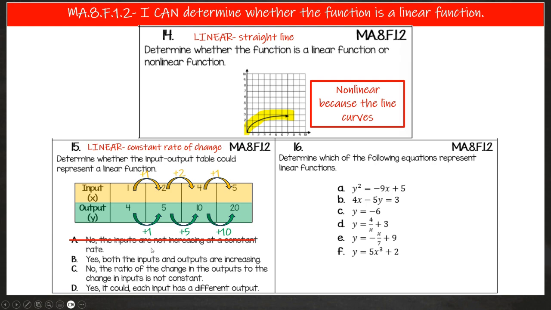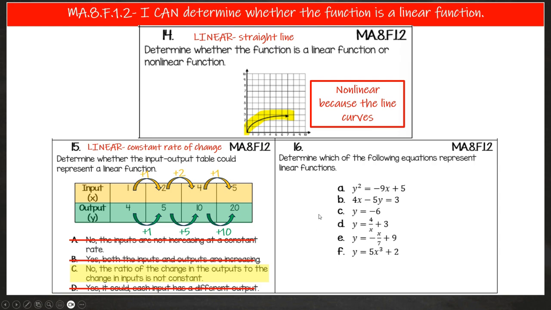Okay, no, because the inputs are not increasing at a constant rate. Yes, both the inputs and outputs are increasing. That has nothing to do with it. No, yes, it could reach different output. Well, it's not a function, so we're stuck with the two no's. And the reason why it's not linear is because the rate of change in the outputs to the change in the inputs is not constant. They were trying to trick you. No, it is not a linear function, but it has nothing to do with just the inputs. We have to look at the inputs and the outputs to determine if it's linear.